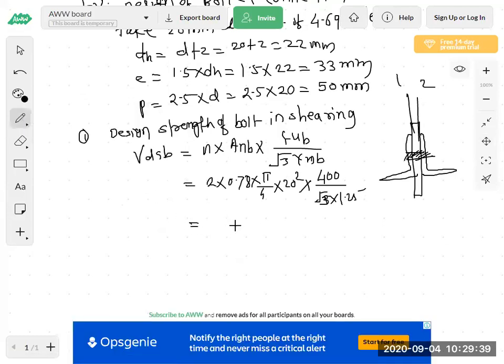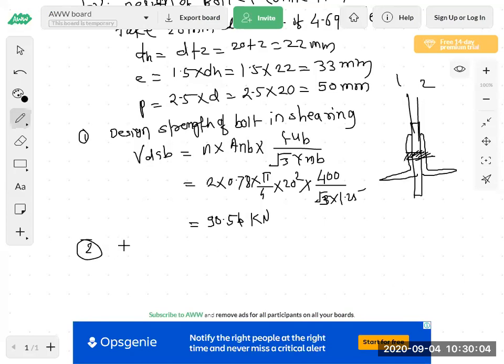How much is this value? I think 90.54 kilonewton. Correct? Yes, sir. Correct.